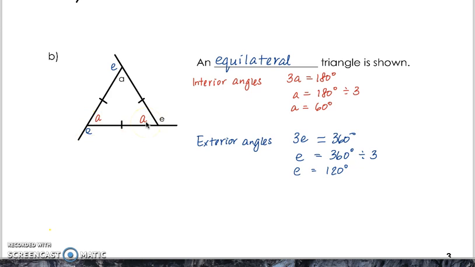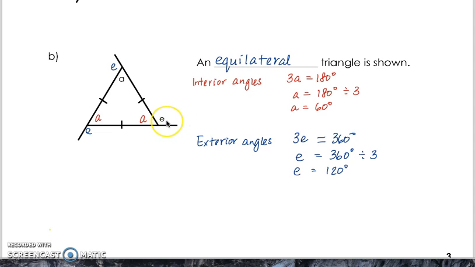And we know that 3A, or 3 times A, or A plus A plus A, will add up to 180 degrees. To find angle A, I just divide 180 by 3, so angle A is 60 degrees. And this is true for any equilateral triangle, big or small, because you are always dealing with three equal angles. That causes you to divide 180 degrees by 3.